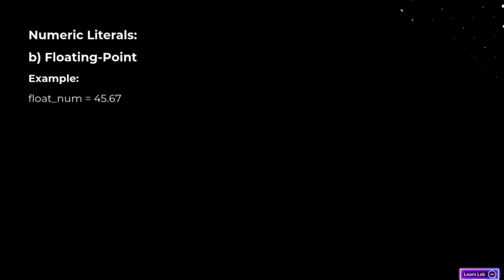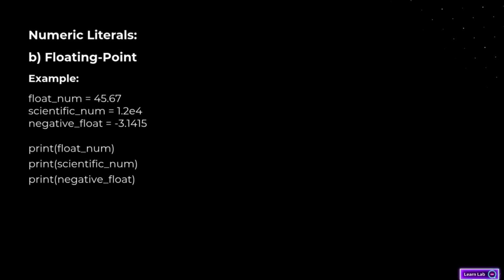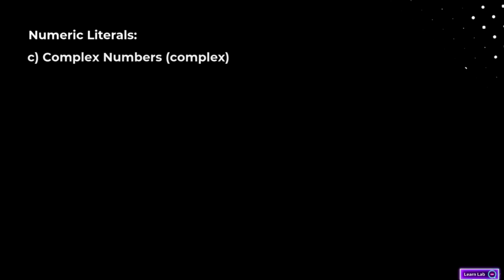Example. This is the standard floating point. This is scientific notation, equivalent to 1000.0. And this is the negative floating point. Now print these: print float num, print scientific num, print negative float num. Here we have initialized multiple variables using different floating point literals and printed their values, and the output is.